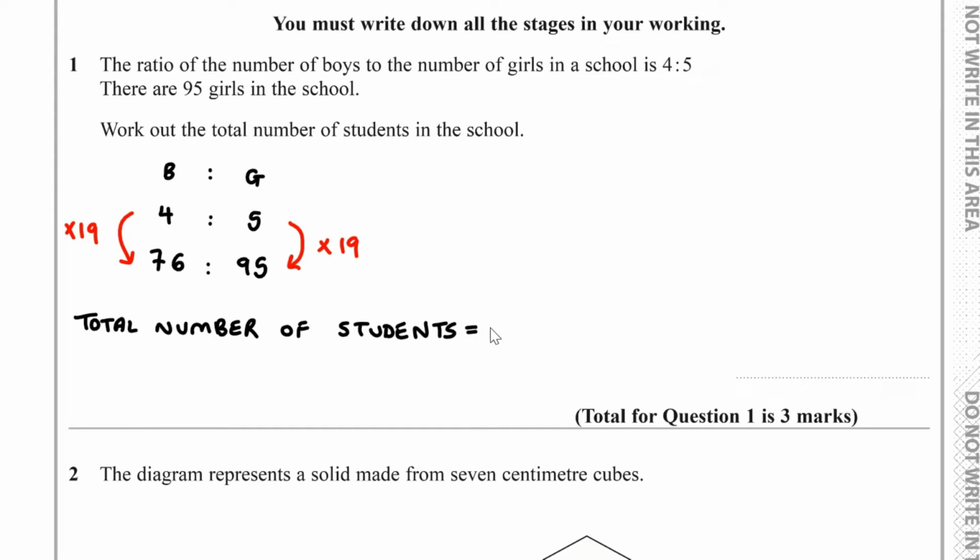So the total number of students is 76 plus 95, which is 171. So we have 171 students in the school.